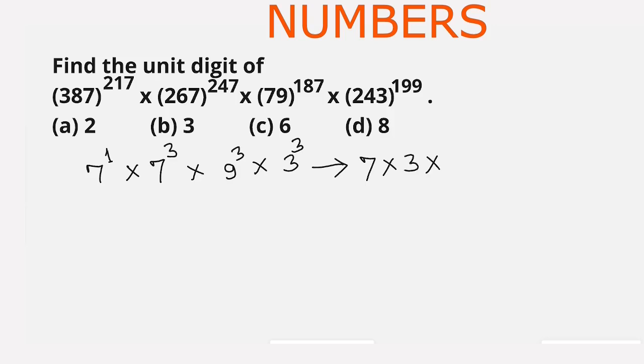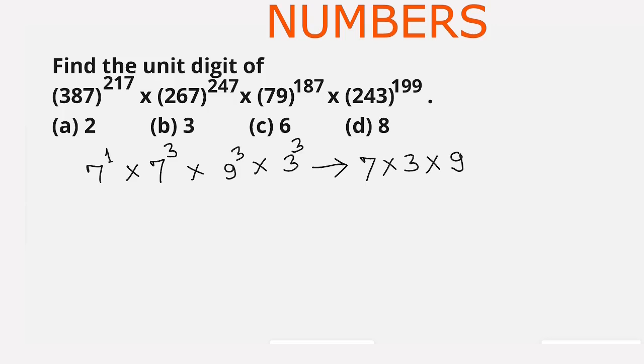Now 9 to the power 3. 9 times 9 is 81, and ones place of 81 is 1. We again multiply it by 9. So 9 times 1 is 9. So 9 to the power 3 will have the ones place or unit digit as 9.